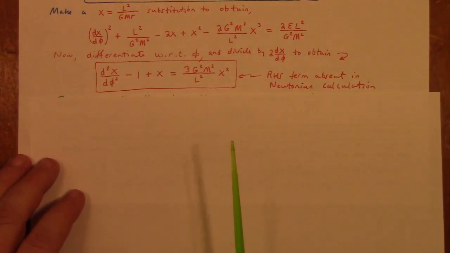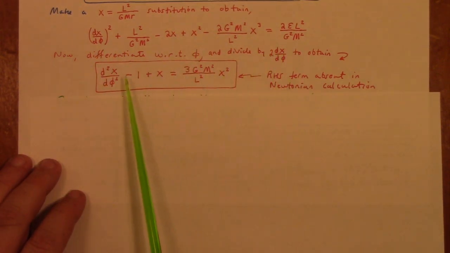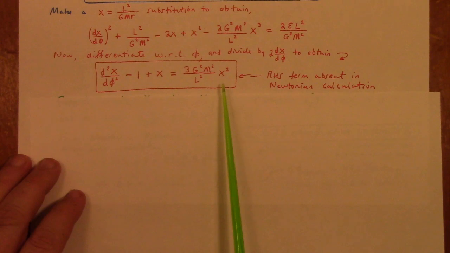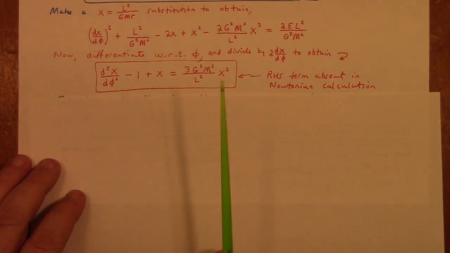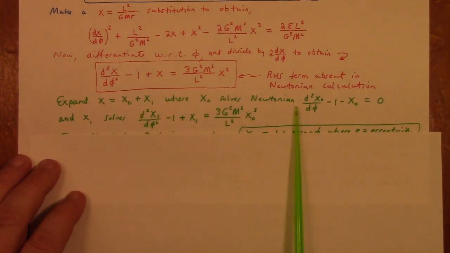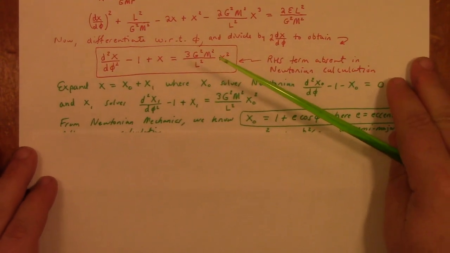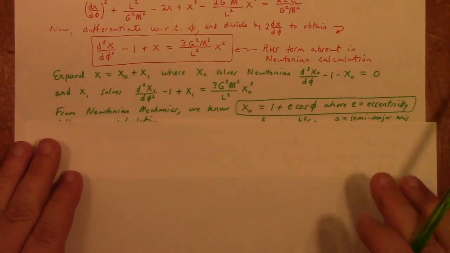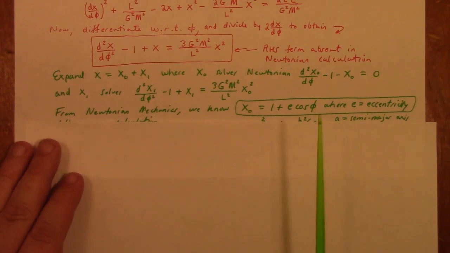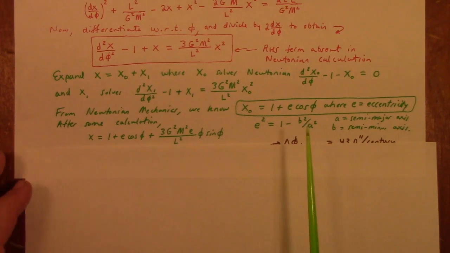And then you differentiate this with respect to phi and divide off the velocity term, and it gets you to the second order differential equation. And he points out that in the Newtonian calculation, this term is absent, but this was present. And then he says, well, look at the Newtonian solution plus a perturbation, x1, and you plug it in there, you do a bunch of math, and enter the eccentricity. In the Newtonian case, you have 1 plus the eccentricity times cosine phi, where the eccentricity is 1 minus the semi-minor divided by the semi-major axis squared.